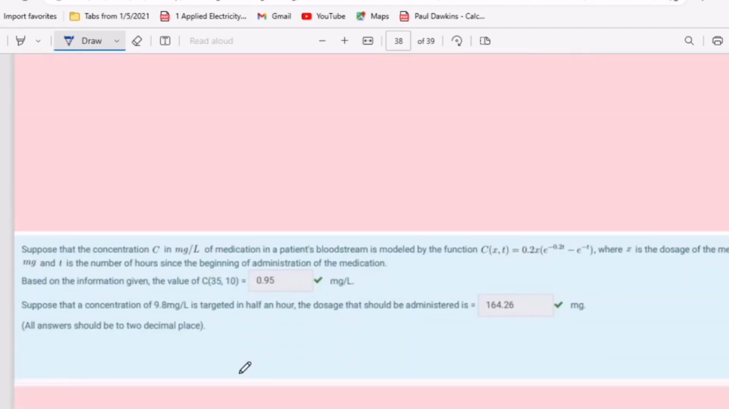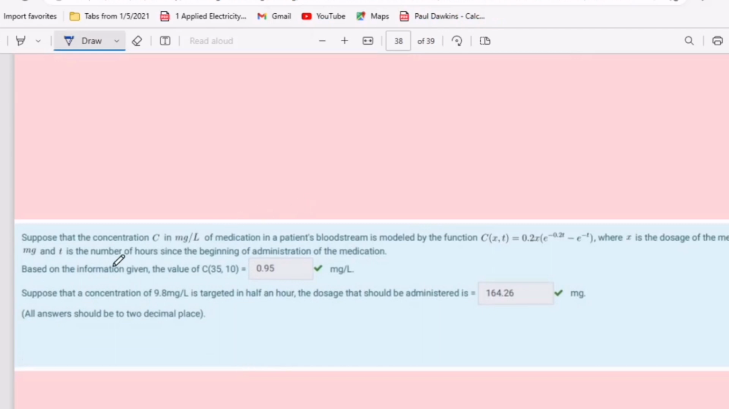This next one is an application question in milligrams. Suppose the concentration C in milligrams of a medication in a particular bloodstream is given by this equation. Based on the information, find the value of this. What do you do? Substitution. You put the values inside. Just substitution. And suppose that the concentration is this, and the target is half of that.